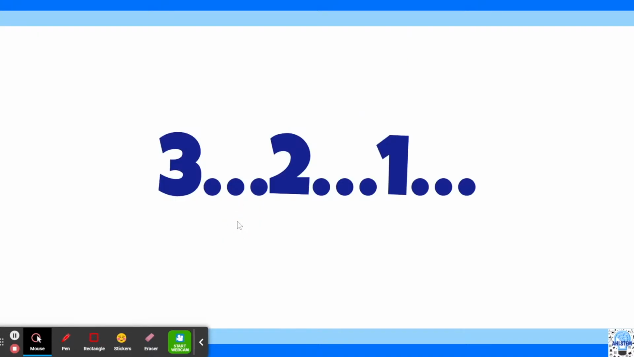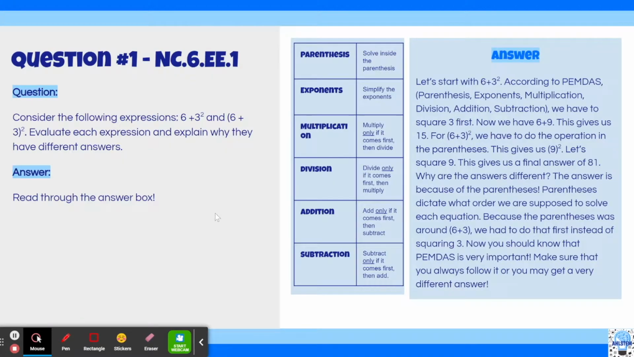Ready? 3, 2, 1. I'm just going to read through the answer box over here. Let's first start with 6 plus 3 squared. According to PEMDAS, which is parentheses, exponents, multiplication, division, addition, and subtraction, we have to square the 3 first. So 3 squared is 9. So we're going to get 6 plus 9, which is 15.